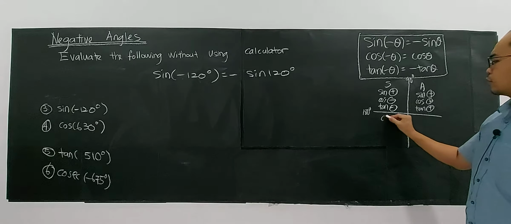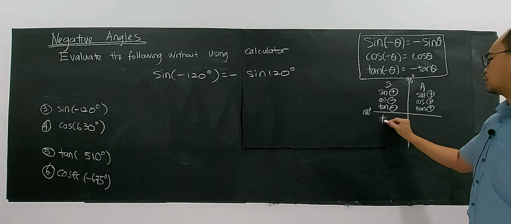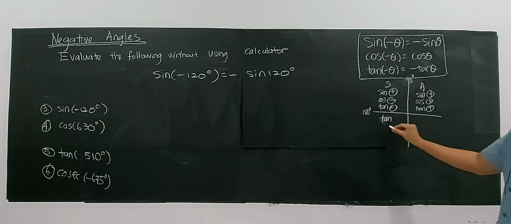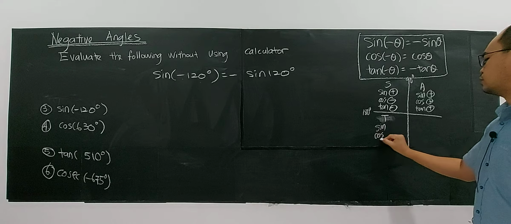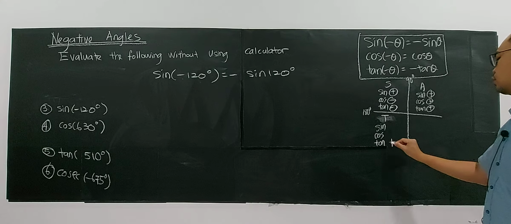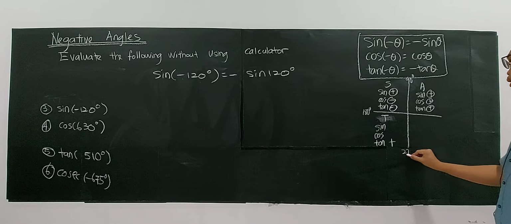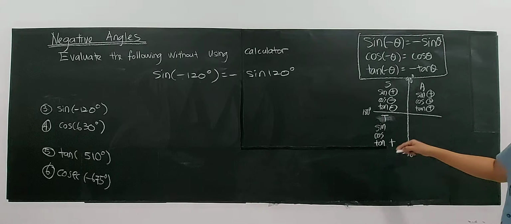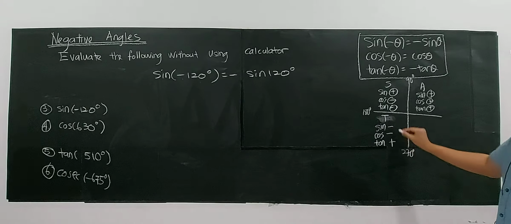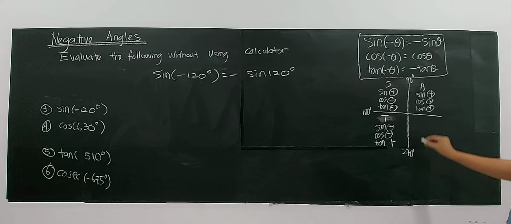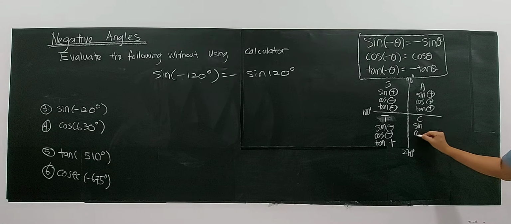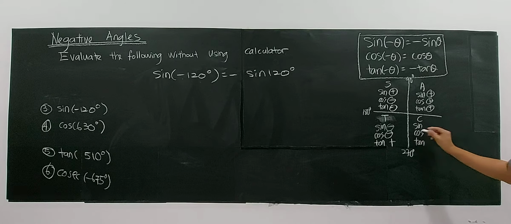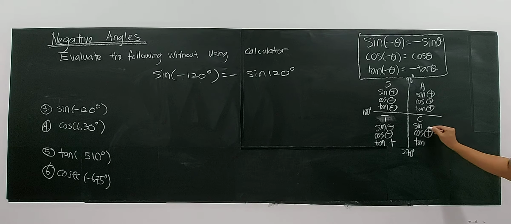Whereas for this one, you have tangent. Tangent is always positive from 180 to 270, the third quadrant, and sine and cos are negative. For this last one, the cos will be positive, whereas sine and tangent will be negative.